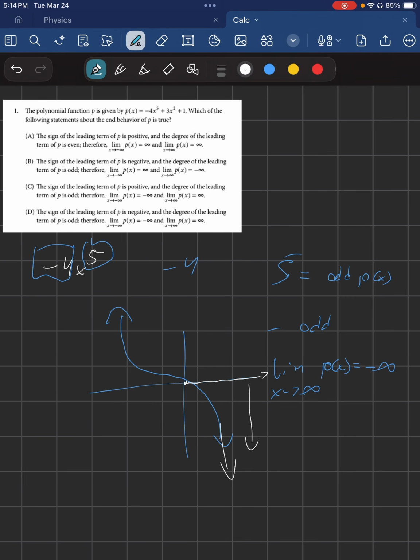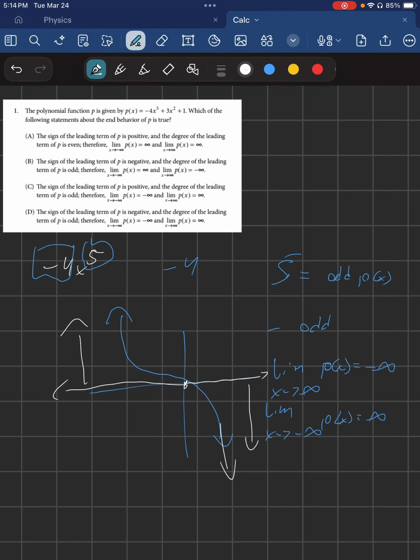Now, say we're going to determine the limit as x approaches negative infinity of p of x. This will be infinity, okay? Because as we start from the origin and we go to the left, which is x going to negative infinity, our function p of x is increasing forever and ever and ever, which means this is infinity.